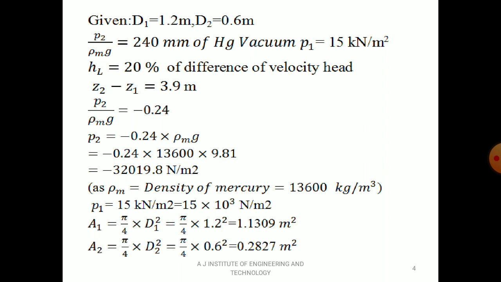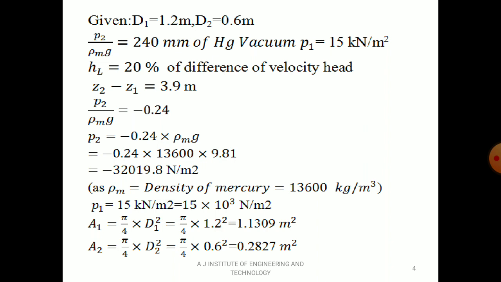As rho m is the density of mercury, it is equal to 13,600 kg per meter cube. Or you can obtain the density of mercury by using specific gravity. Specific gravity of mercury is 13.6, and specific gravity is defined as the density of the given fluid to the density of the standard fluid. The standard fluid here is water, so 13.6 into 1000 becomes 13,600 kg per meter cube. Or you can just remember the density of mercury as 13,600 kg per meter cube.